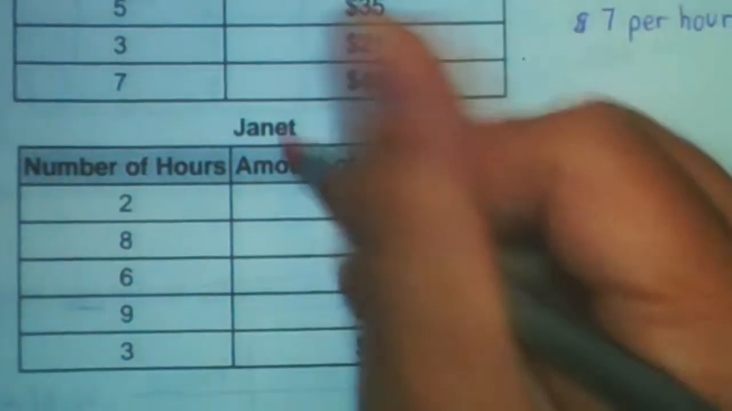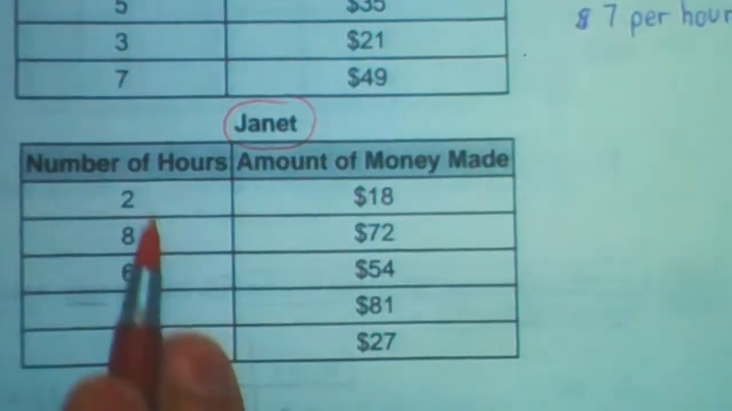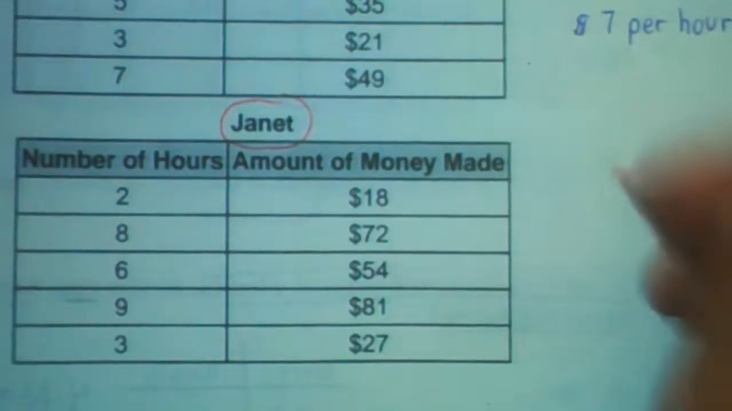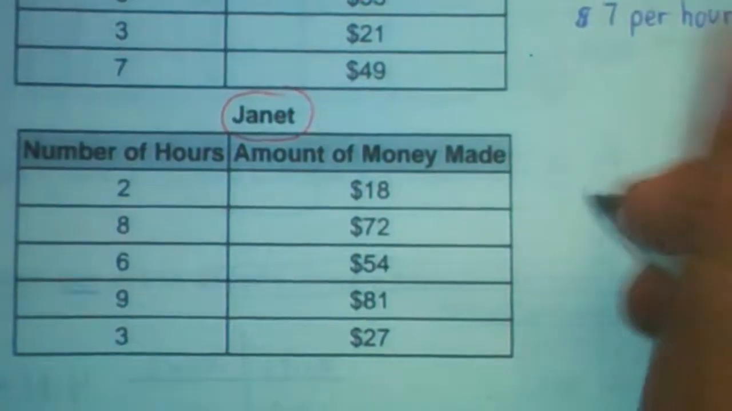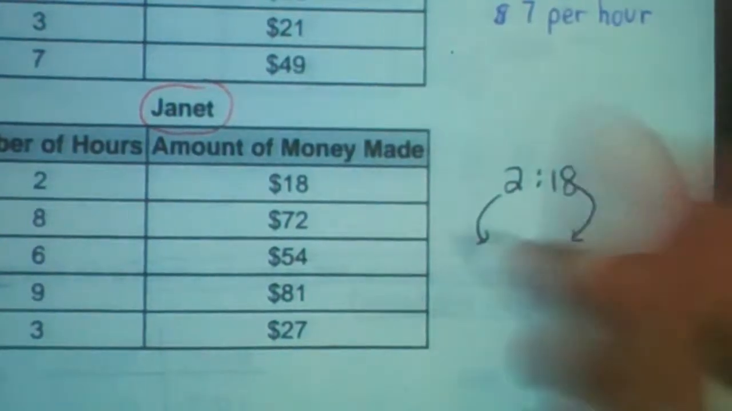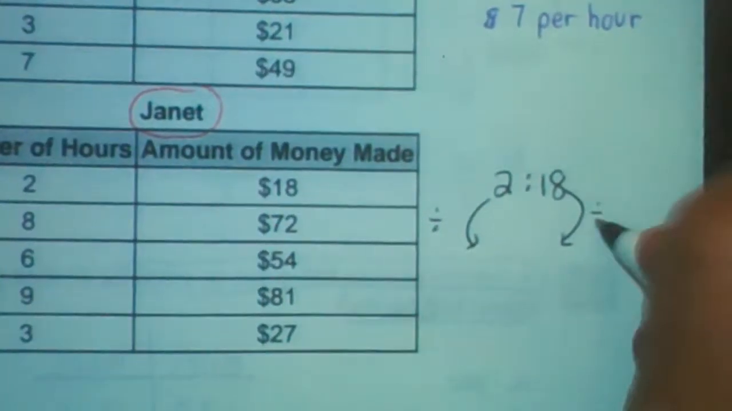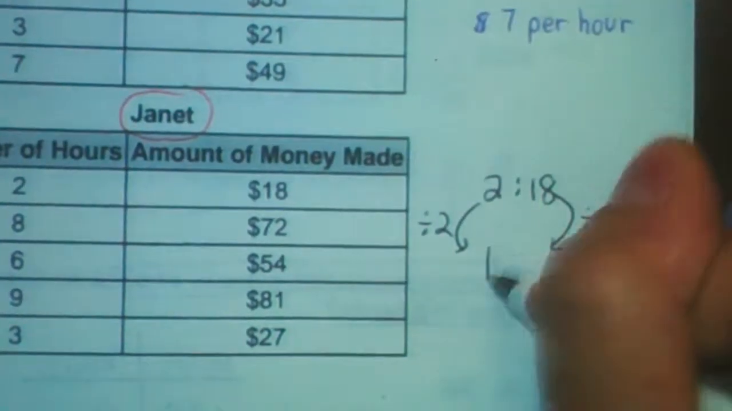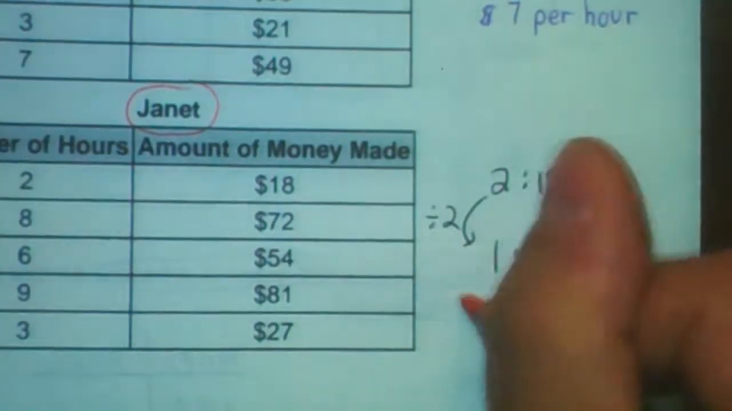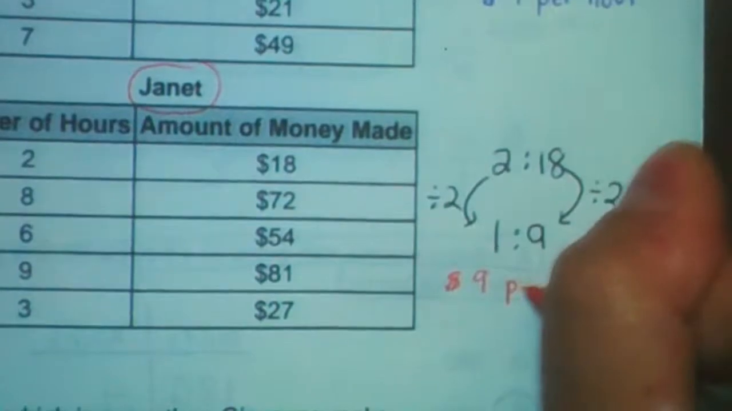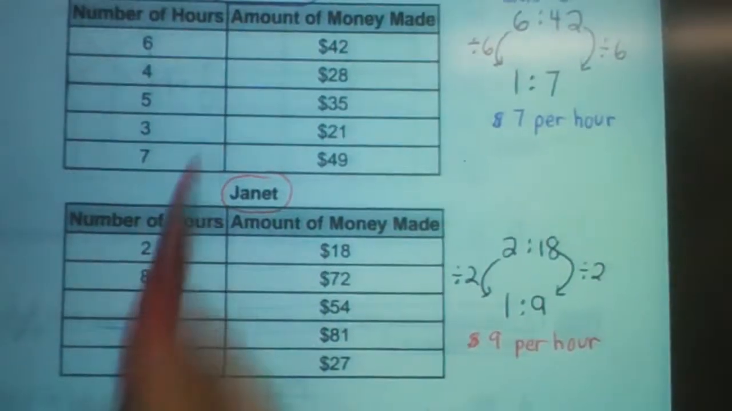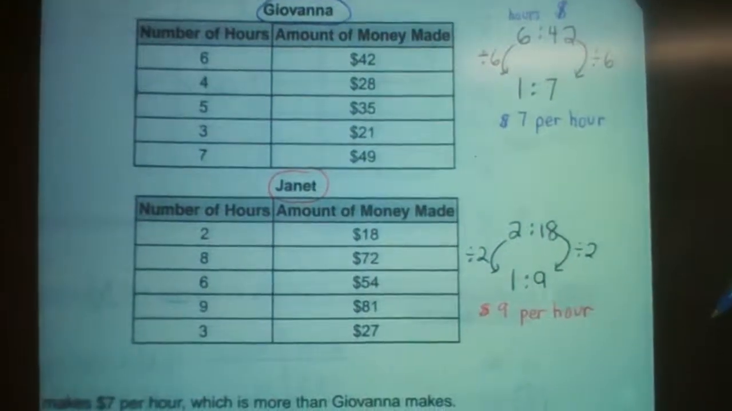It's the same idea. I'm looking to compare and see, unfortunately I don't see any of these being reduced. So let me take the one in the first row, which is 2 to 18, and that one's very simple to reduce. Dividing both sides by, call it out if you know it. Yeah, if you said 2, that was correct. This gives you a ratio of 1 to 9. And for this problem, that means Janet makes $9 per hour. Some people wrote times 7 for Giovanna and times 9 for Janet. That's the same exact idea.